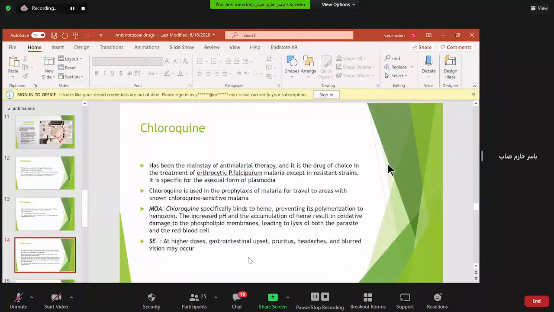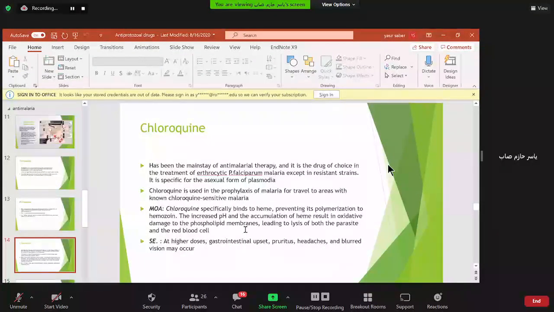By the way, the malaria parasite ingests hemoglobin or heme. So chloroquine binds to the heme and prevents its polymerization to hemozoin. The only way for the parasite to get rid of heme is its conversion to hemozoin. The increased pH and accumulation of heme result in oxidative damage to the phospholipid membrane, leading to the lysis of both the parasite and the red blood cell.